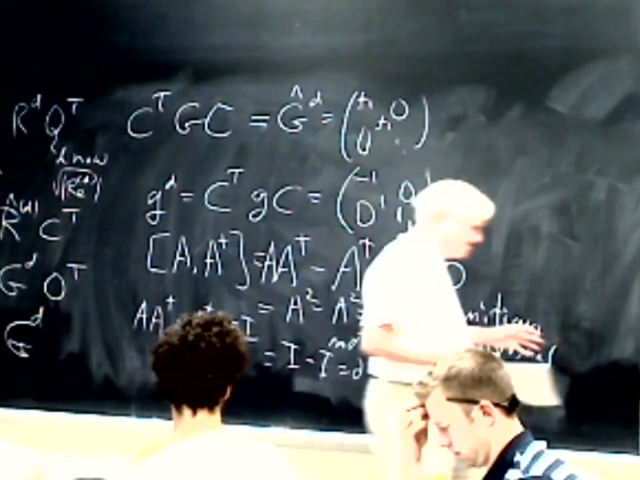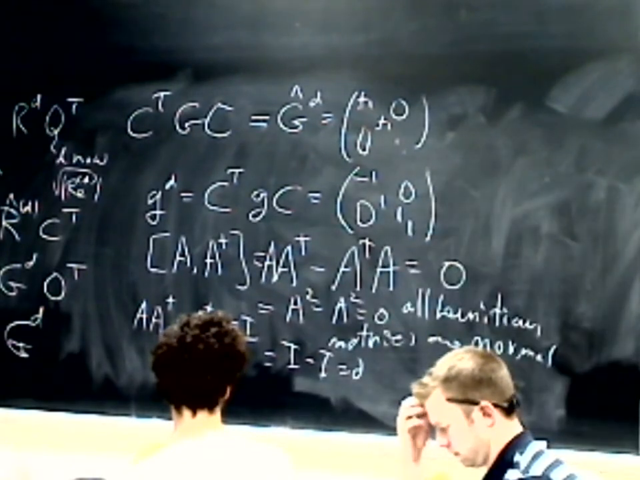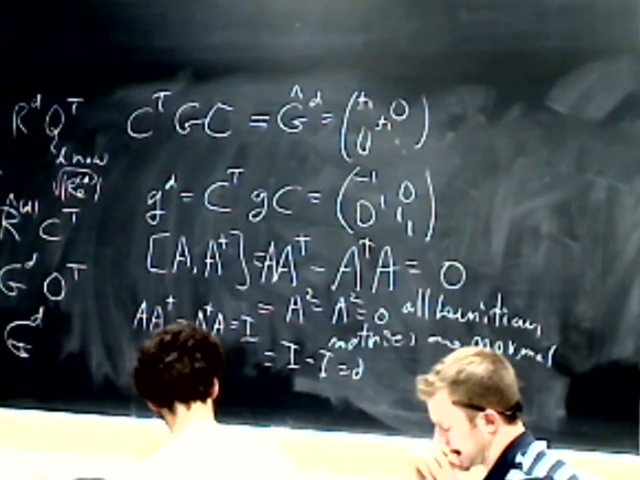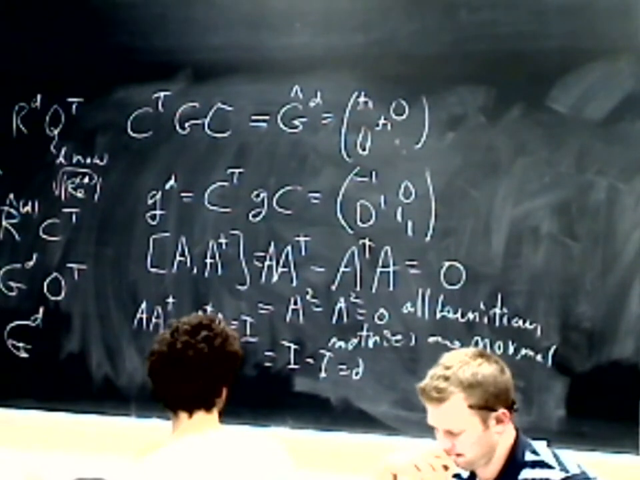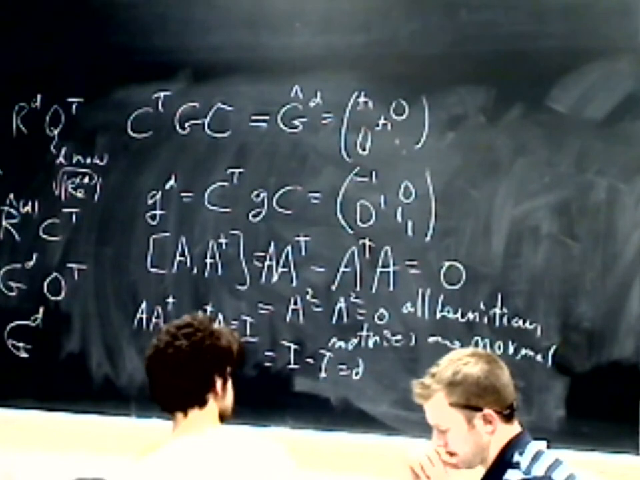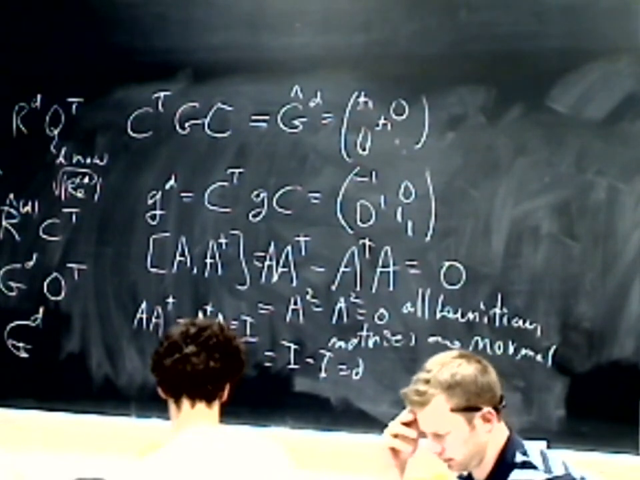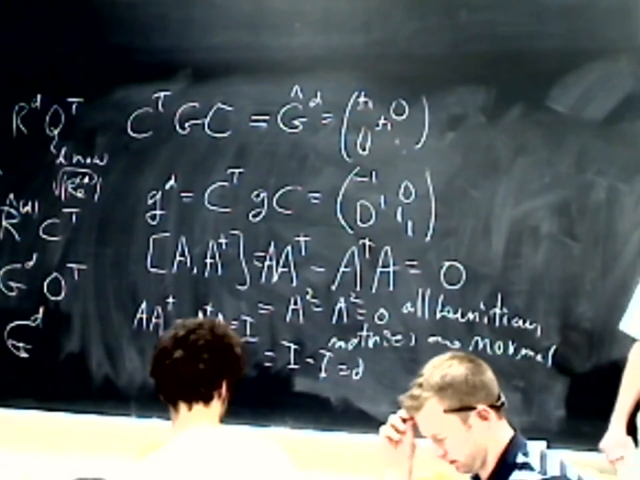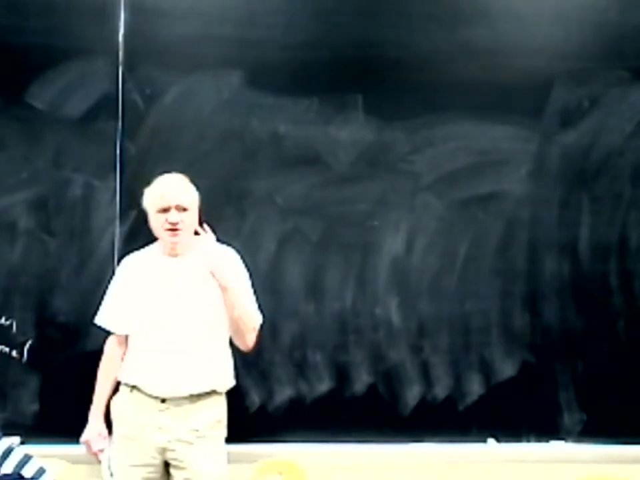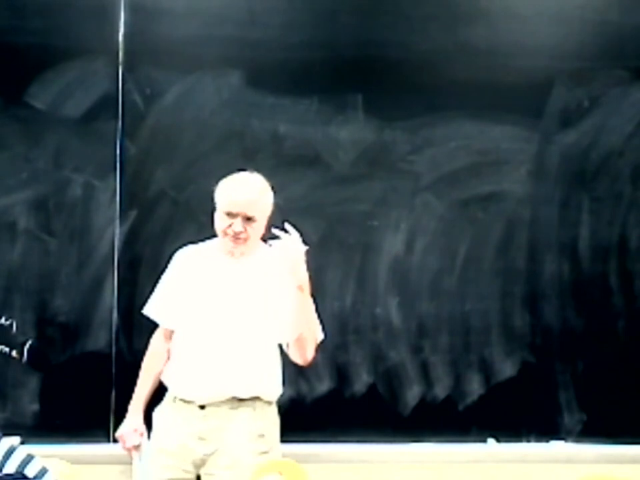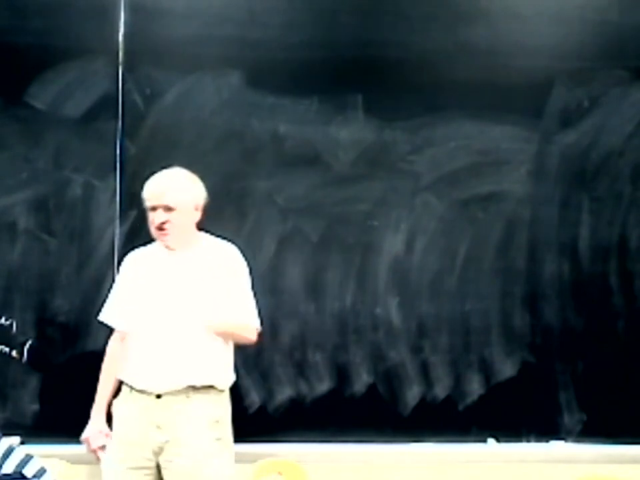So normal matrices are matrices that agree with their adjoints. And so these are nice matrices. And as I said, they include the unitary and the Hermitian matrices. So most of the matrices that are used in quantum mechanics, or the ones used most in quantum mechanics, are normal matrices. They're either Hermitian or unitary.